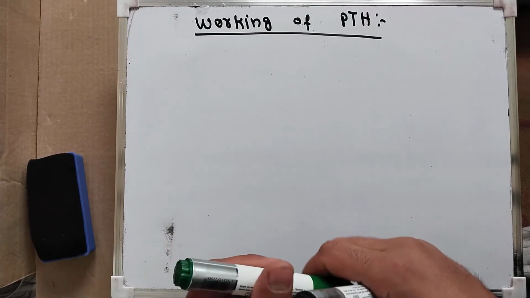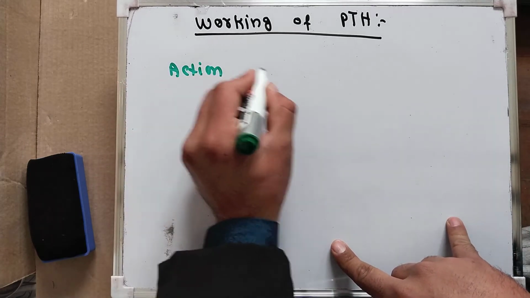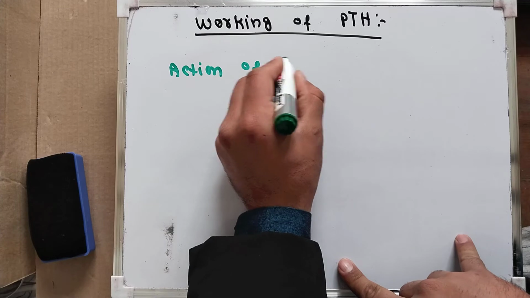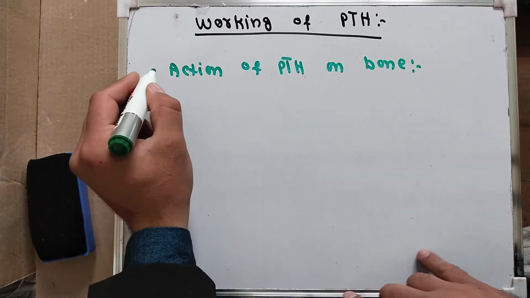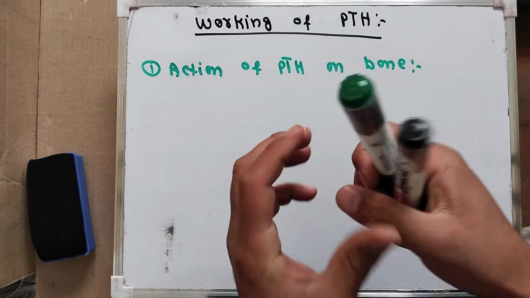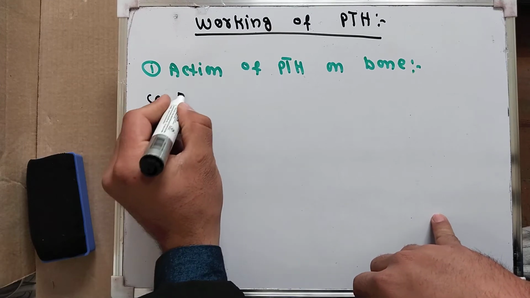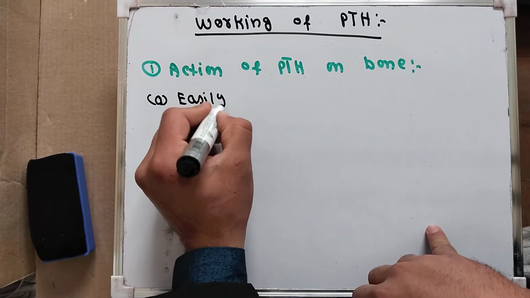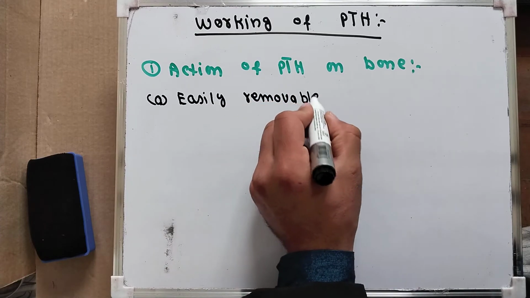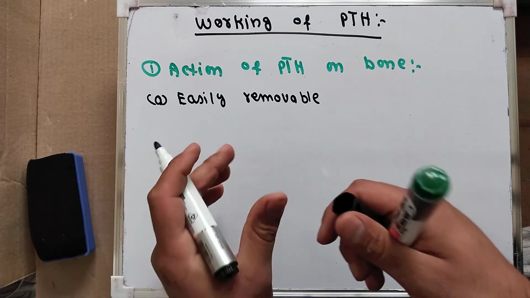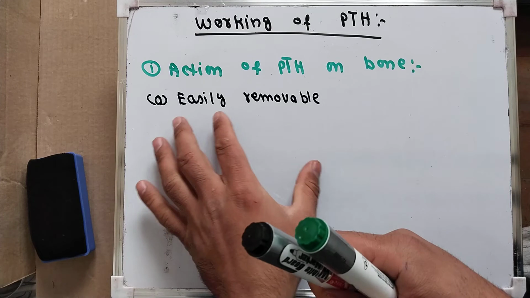Now let's discuss calcium ion reabsorption from bone. Action of PTH on bone. In the bone, calcium exists in 2 forms: one that is easily removable, and one that is not easily removable. First of all, let's discuss the calcium that can be easily removed.